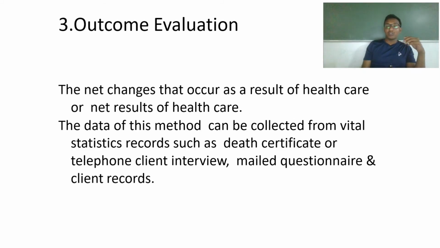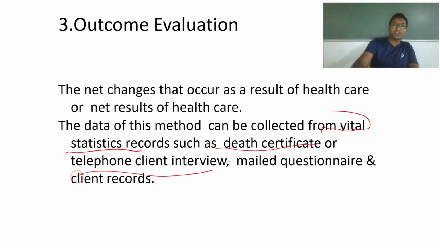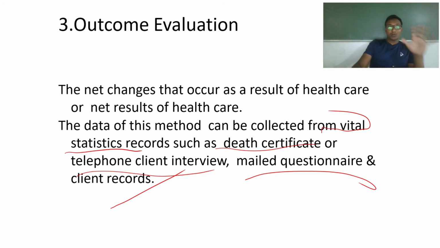And what is the third point? Outcome evaluation. In this outcome evaluation, we look at the condition of the patient during admission into the institution and the condition of the patient after discharge. So we can take the data from the vital records, vital statistic records. It could be a death certificate, it could be a telephone or client interview, it could be a mailed questionnaire, or it could be client records. So this is the Donabedian model.